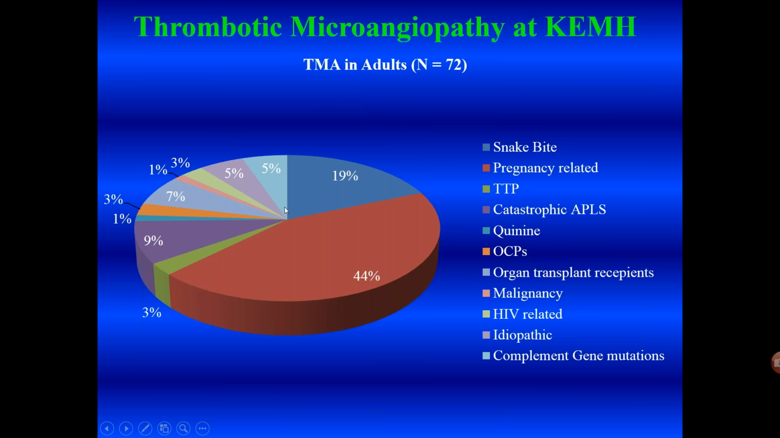Over the last 15 years, we have seen about 120 cases of these disorders at the KEM hospital, and 72 of these were in adults, and the large majority of them occurred in the peripartum period, as I will show you, followed by vasculotoxic snake bite, and the complement gene mutations, we've only started picking them recently as we studied them, is a smallish group.